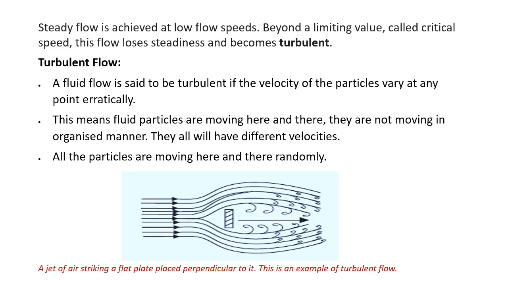Steady flow is achieved at low flow speeds. Beyond a limiting value called critical speed, this flow loses steadiness and becomes turbulent. A fluid flow is said to be turbulent if the velocity of the particles varies at any point erratically. That means fluid particles are moving here and there. They are not moving in an organized manner. They all will have different velocities.